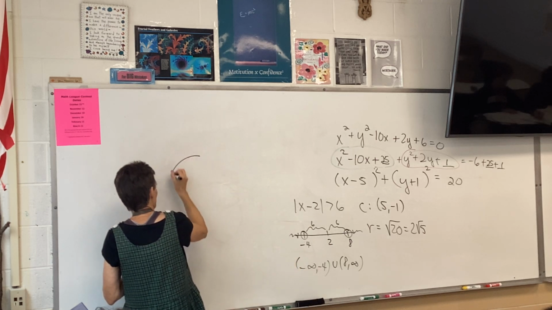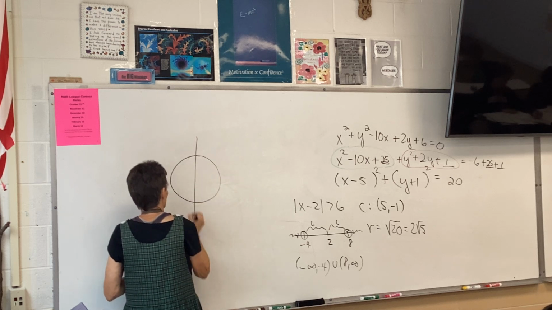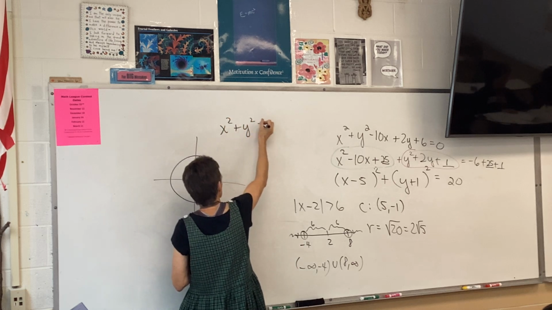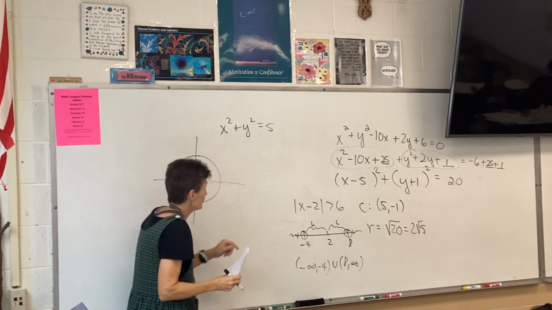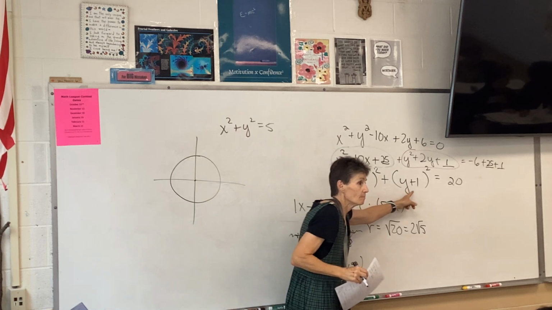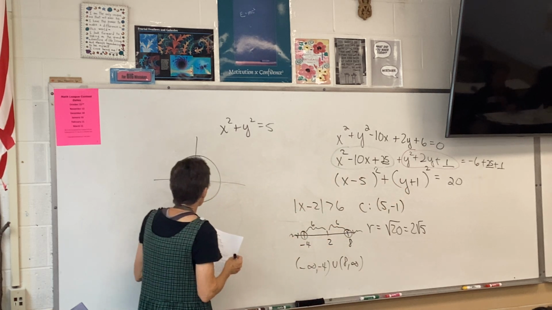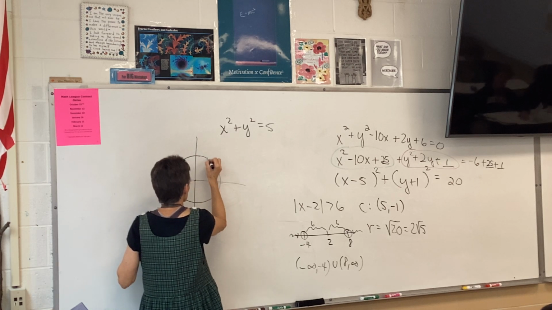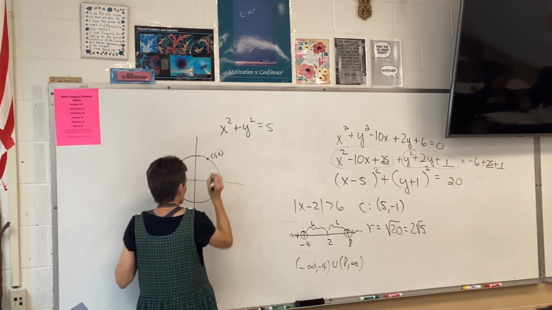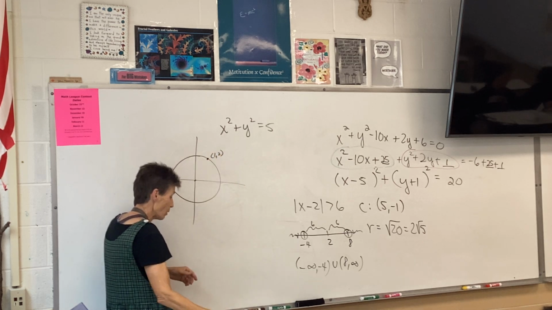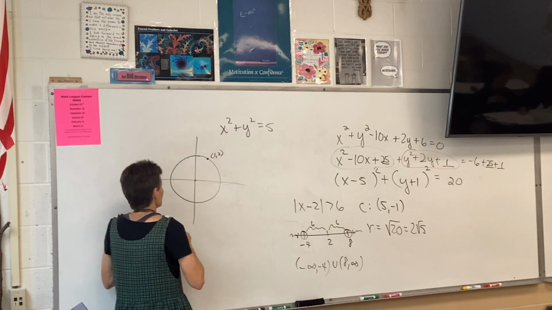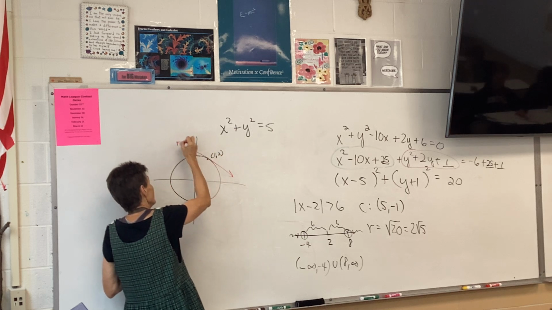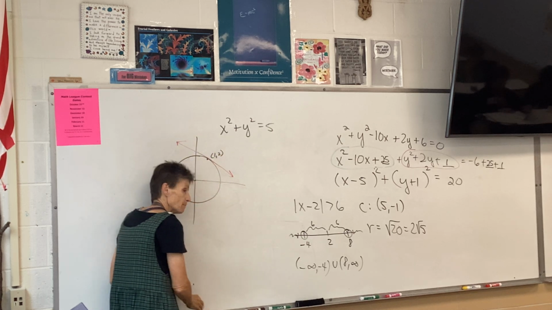So we have a circle centered at the origin. Look at that equation. No numbers, right? So it's centered at the origin. And we have a point 1, 2. And we have to write the equation of the line tangent to the circle. So we're going to write the equation of that line as a tangent line.